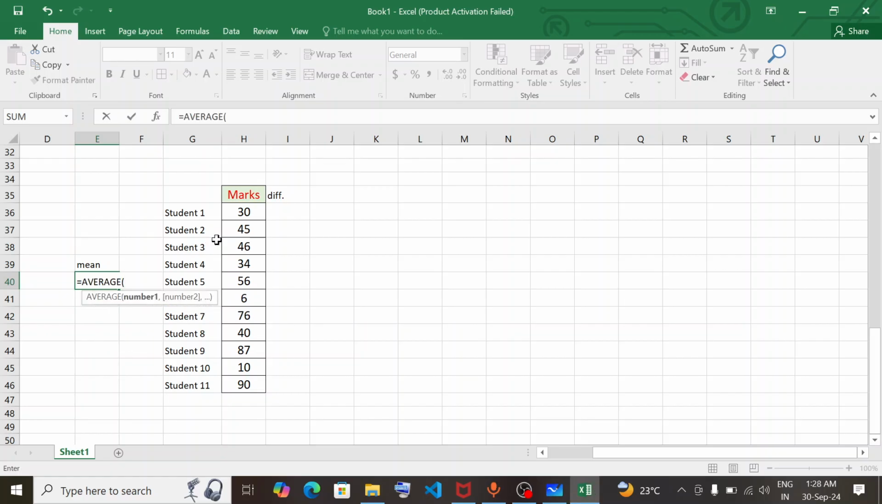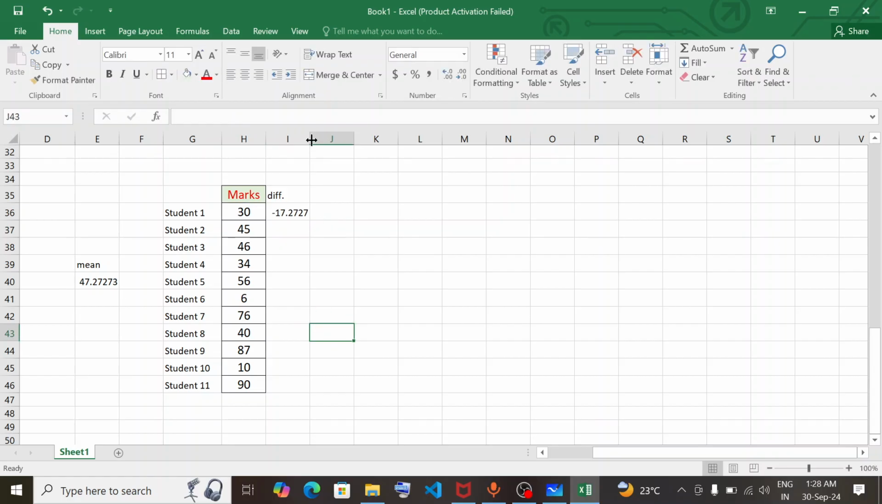Click on average, as we have done in past sessions. Select all the data points, press enter. So 47.27, approximately, is the mean. Here I calculate the formula as this value minus 47.27273. I will use the same value.